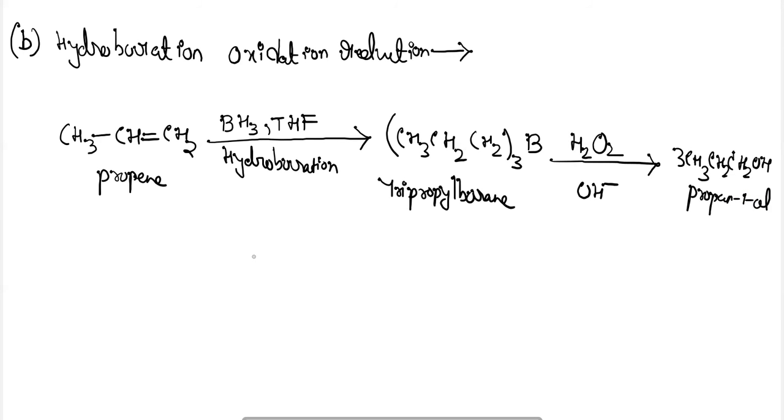Propan-1-ol. Here the OH group is added on the basis of the anti-Markovnikov rule, and hence it is just opposite to the previous reaction which we studied. There Markovnikov's rule was acting, and here anti-Markovnikov's rule is acting, because of the presence of hydrogen peroxide.